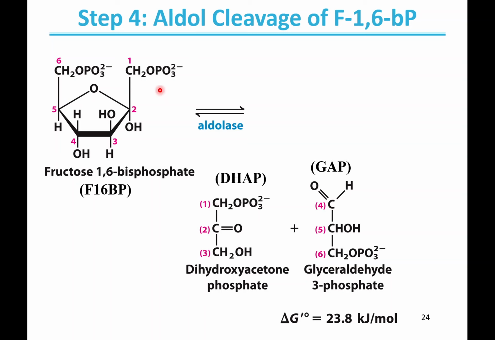Another helpful thing on this slide is it's numbering the carbons according to the numbering scheme in the original glucose. So the dihydroxyacetone phosphate, or DHAP, comes from the first three carbons of glucose. The GAP, glyceraldehyde 3-phosphate, comes from carbons 4, 5, and 6.